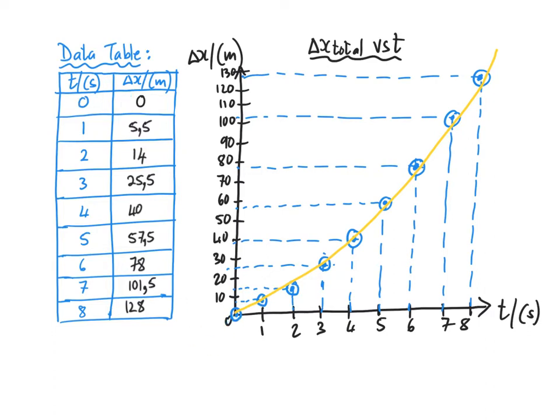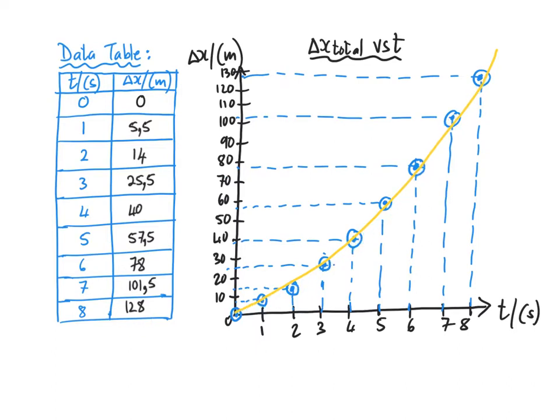Once I'd done that, I plotted each of these points on here. So for instance, 1 second is 5,5 meters. At 2 seconds, the change in position was 14 meters, so this point would represent 2 seconds, 14 meters. For instance, this point here at 6 seconds would have an associated change in position of 78 meters, which is just under 80 meters. And so plotting all of this data, we get data that looks like this.